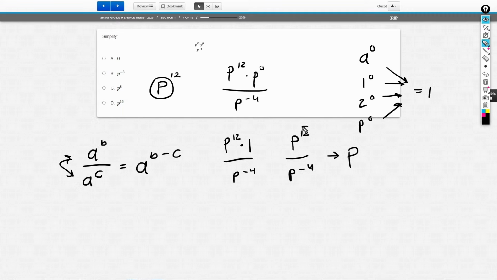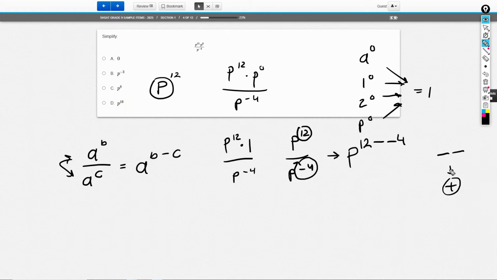taking the numerator's exponent, which is 12, writing that down first, and then from that numerator, subtracting the denominator's exponent, which is negative 4. So here we have 12 minus negative 4, okay? Remember that we're subtracting negative 4. Whenever you see two negative signs, for example, minus minus, that's the same thing as saying plus.